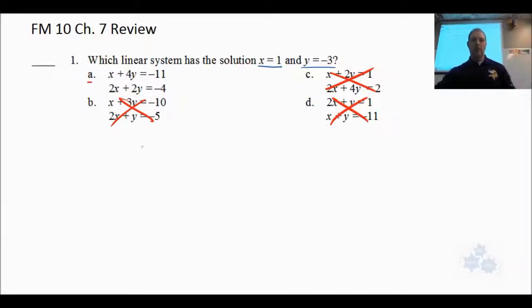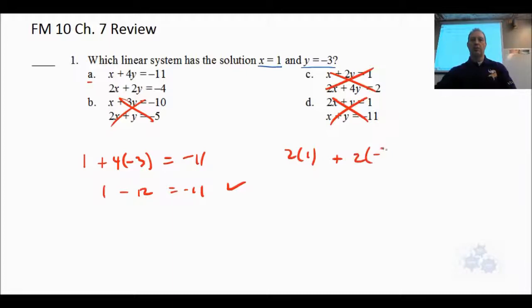And again, I'll just show you the work here if you're wondering what I'm doing. So the first equation would be 1 plus 4 times negative 3, which is negative 11. That's 1 minus 12, negative 11. That's good. The second one, 2 times 1 plus 2 times negative 3 equals negative 4. 2 minus 6 is negative 4. Oh, that's great too. So here A is your answer.